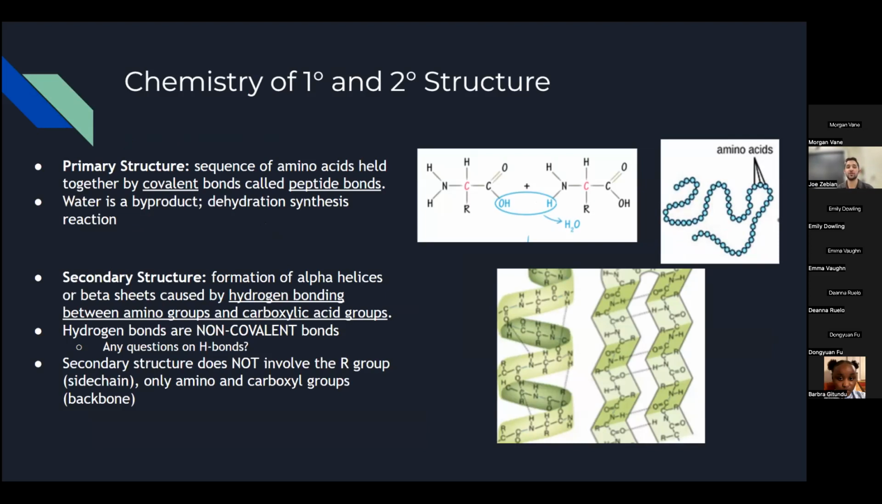Primary structure is just the amino acid chain with the R groups. It's just a link of amino acids. There can be however many as you want. Secondary structure is when things get a little more complicated.